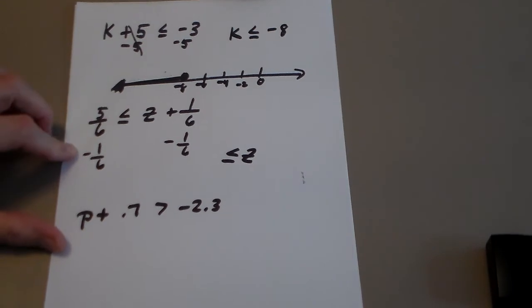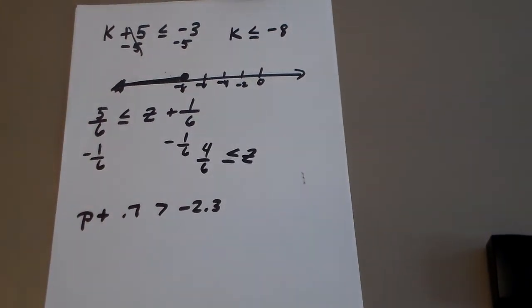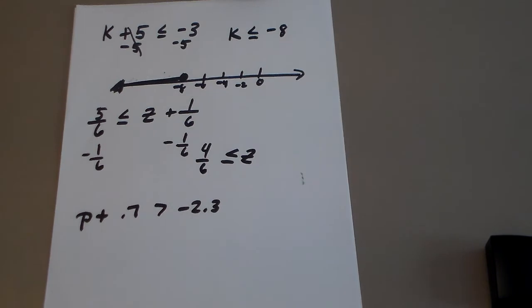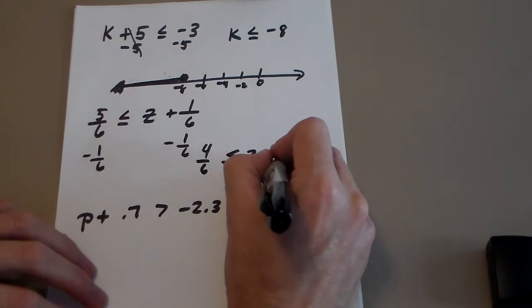5/6 minus 1/6 is 4/6. Now 4/6, we know that we can simplify that. So we would divide the top and the bottom by 2, and you're going to get 2/3. So you're going to have z is greater than or equal to 2/3.